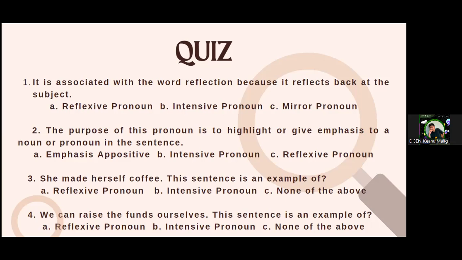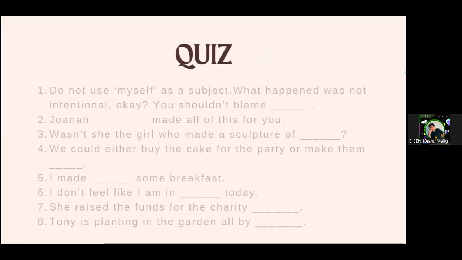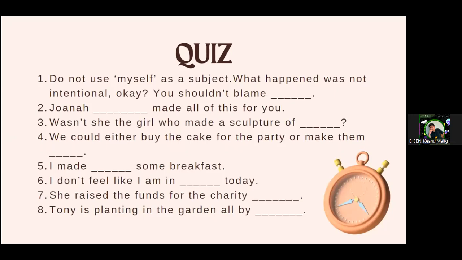We can raise the funds ourselves. This sentence is an example of A. Reflexive pronoun. B. Intensive pronoun. Or C. None of the above. Now we proceed to the second part of the quiz. I will be flashing a sentence and you have to write the appropriate reflexive or intensive pronoun that will correctly complete the sentence. What happened was not intentional, okay?